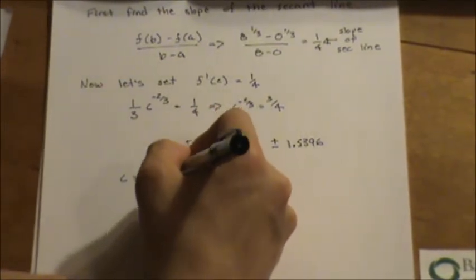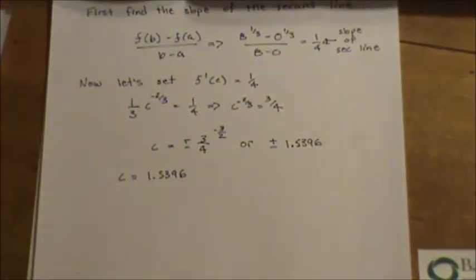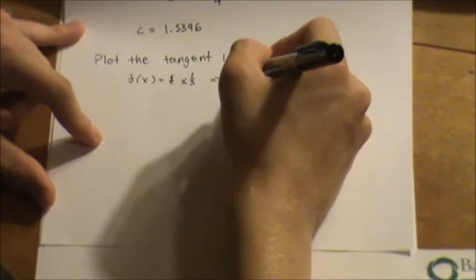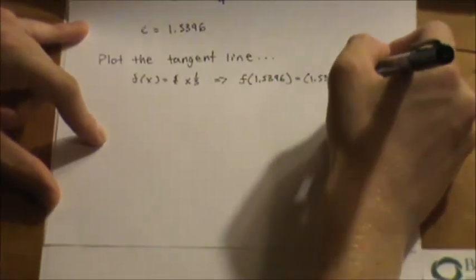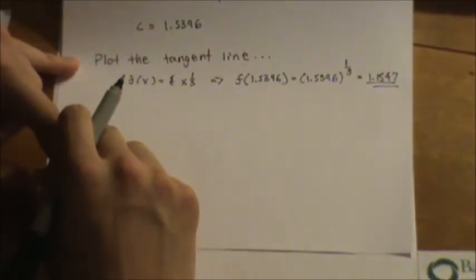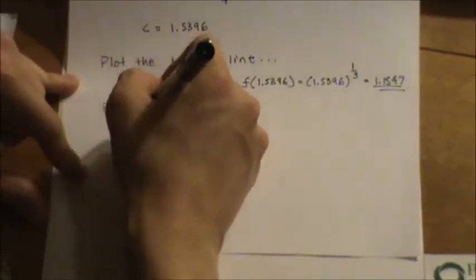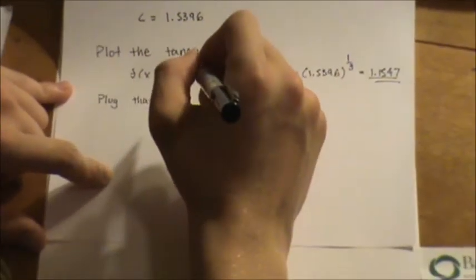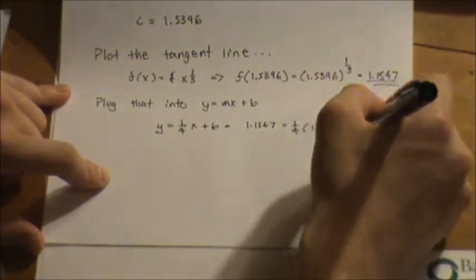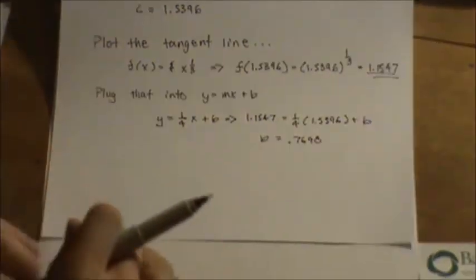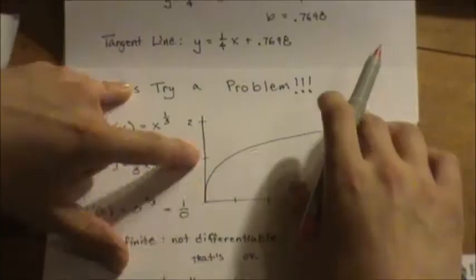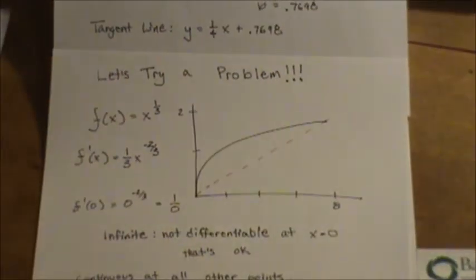Now we'll do some fancy algebra. Plug our c value into the original equation. f of 1.5396 to the 1/3 is equal to 1.1547. Plug that into our mx plus b equation. Solve it for b. And you get 0.7698. We put that onto the original graph. We see that our secant and tangent lines are parallel, despite my crude graph.